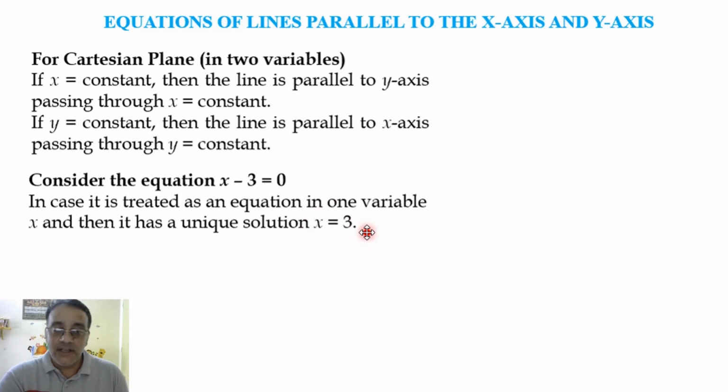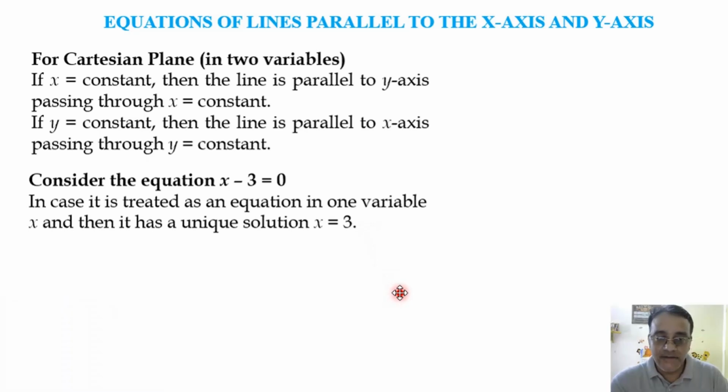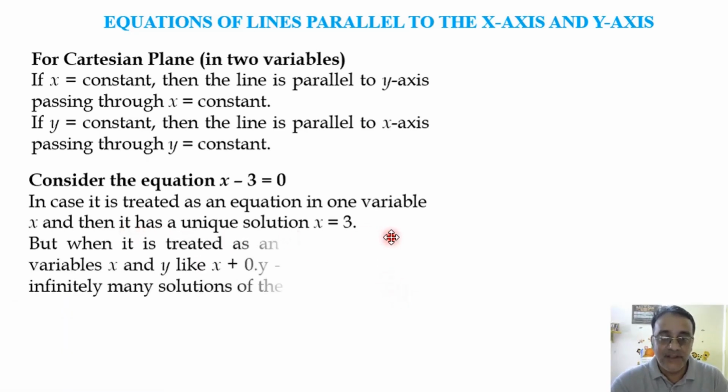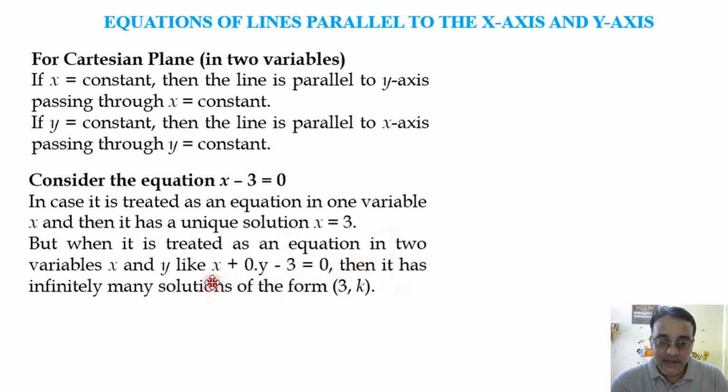Now if it is treated as an equation in two variables, that is x and y, then it can be written as x plus 0 into y minus 3 is equal to 0. Then it has infinitely many solutions of the form (3, k). Here x will be constant and y may be any value: (3, 0), (3, 1), (3, 2), (3, 3), (3, 4), like that.